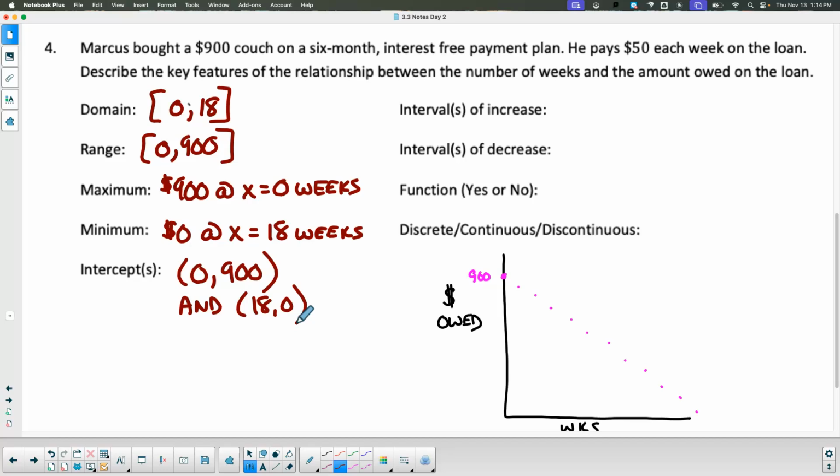Yep. Okay. Are we ever increasing in debt? No. None. So that's a none. Are we decreasing? Yes. From 0 to 18, parentheses. Is this a function? Yes. Is this a discrete, a continuous, or a discontinuous function? Discrete. It is a discrete function. We'll talk about it.